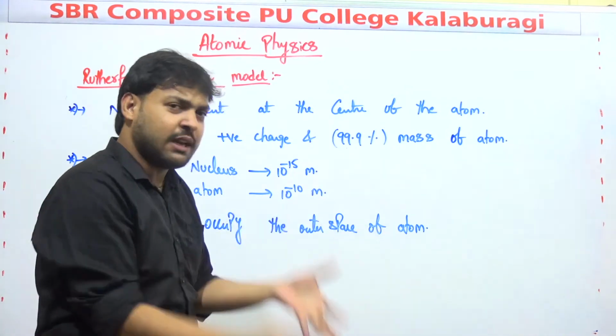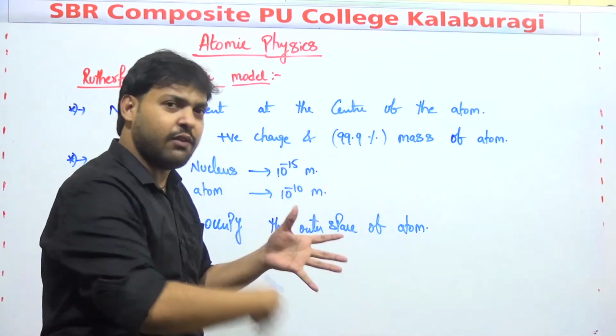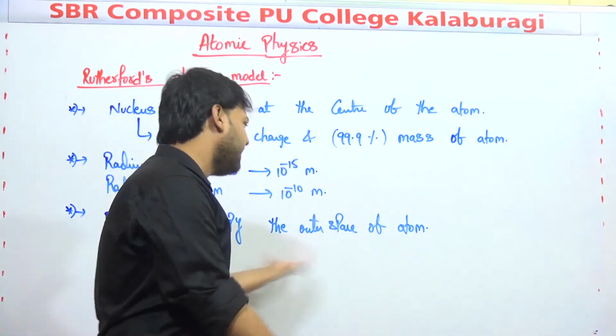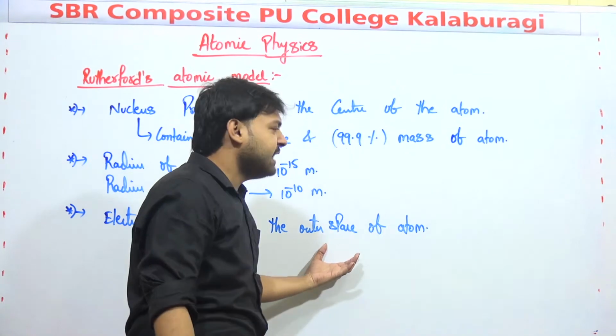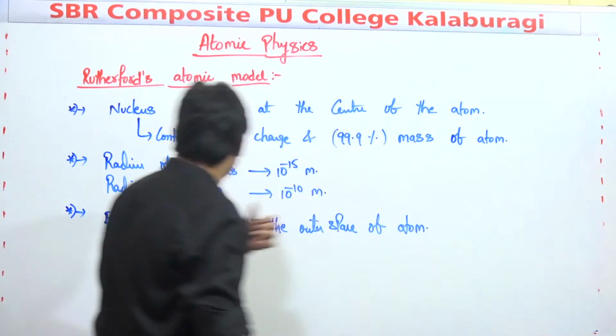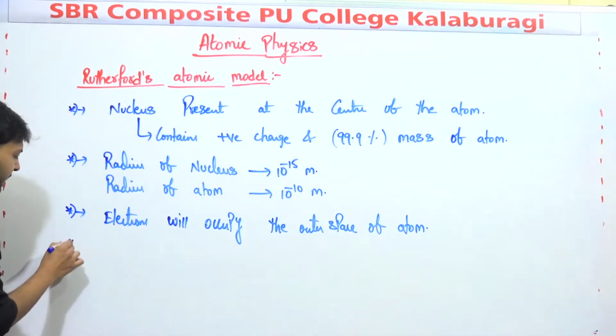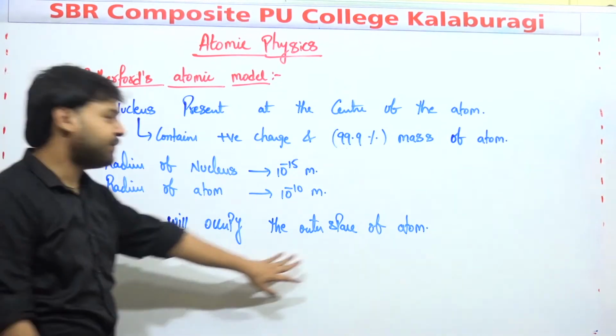Why? Because the nucleus is inside. So electrons will revolve in the outer orbits. So that's why he gave the final conclusion: electrons will occupy the outer space of the atom.